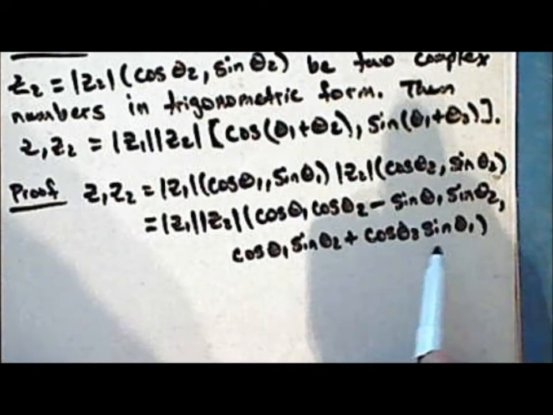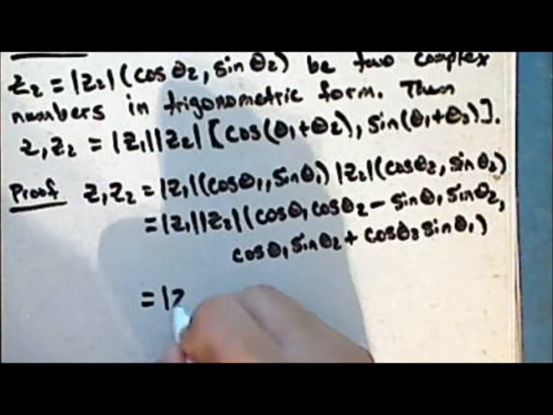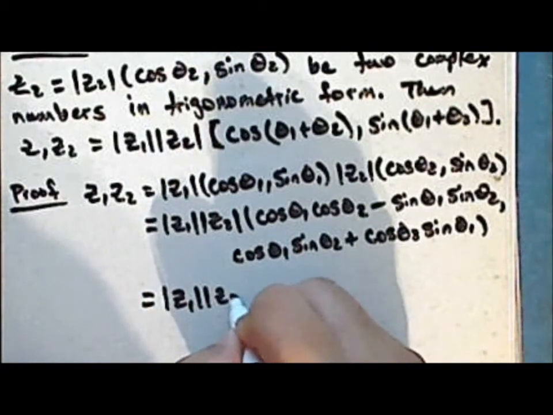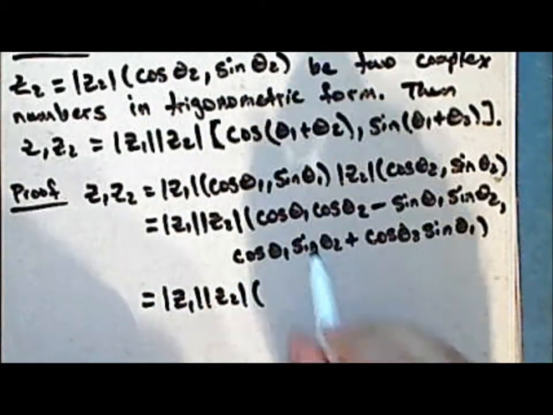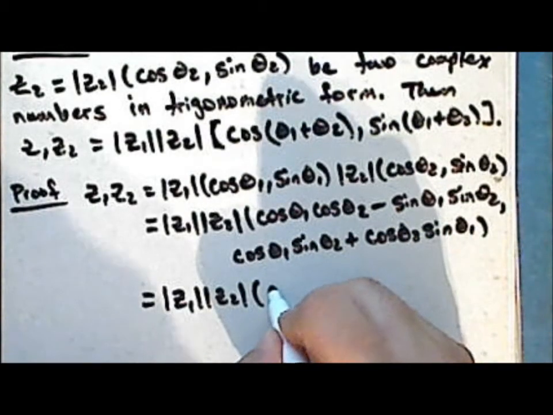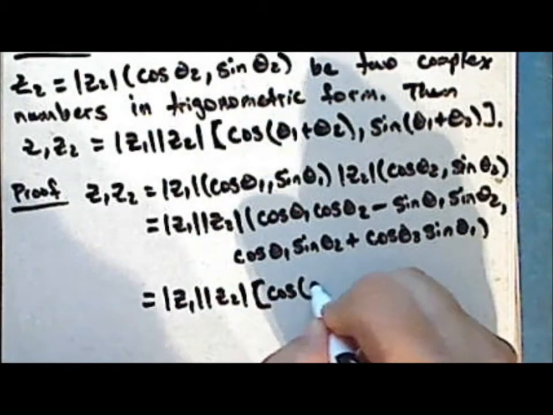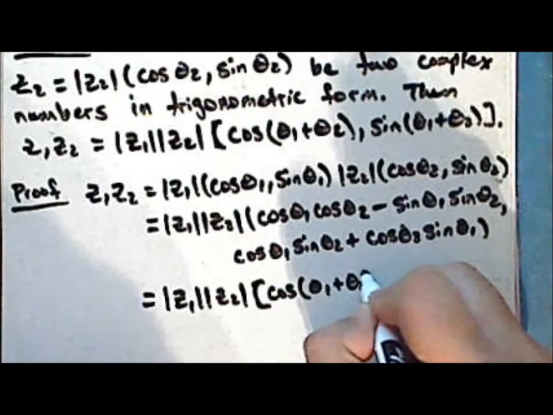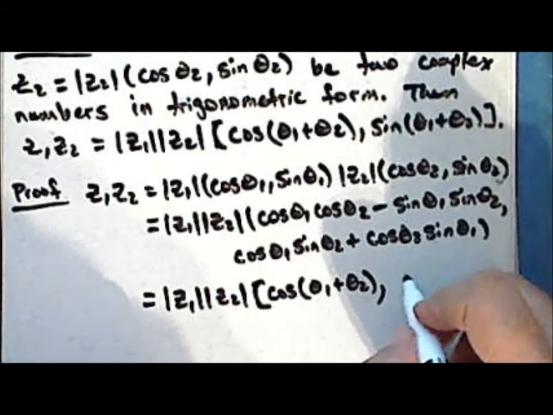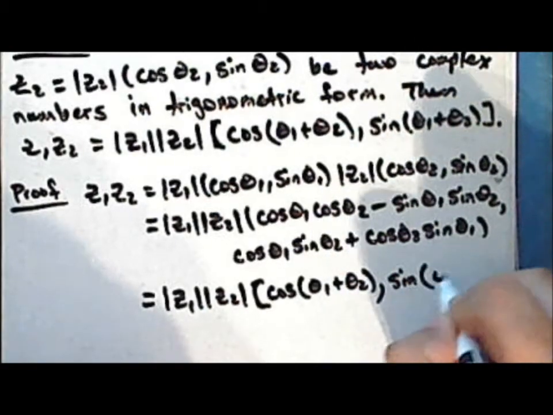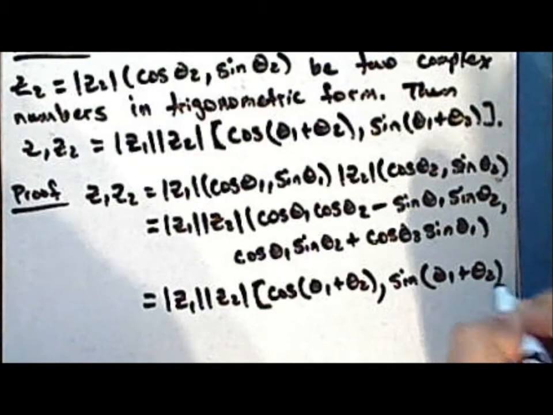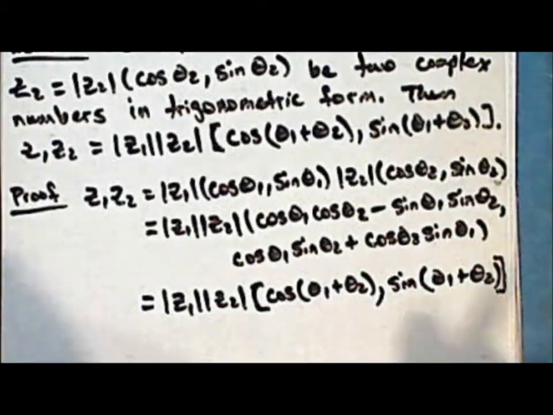So using our trig identities, we can restate this as the product of the moduli times the ordered pair, whose real component is cosine of the sum theta 1 plus theta 2, and whose imaginary component is the sine of the sum theta 1 plus theta 2. Okay, so as a corollary, we will focus on the relationship between the arguments of the two complex numbers and the argument of their product.